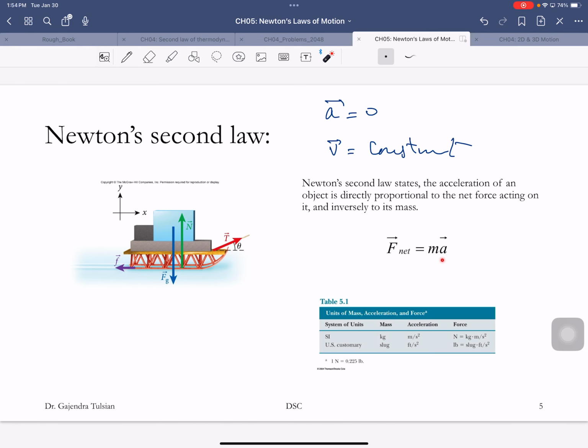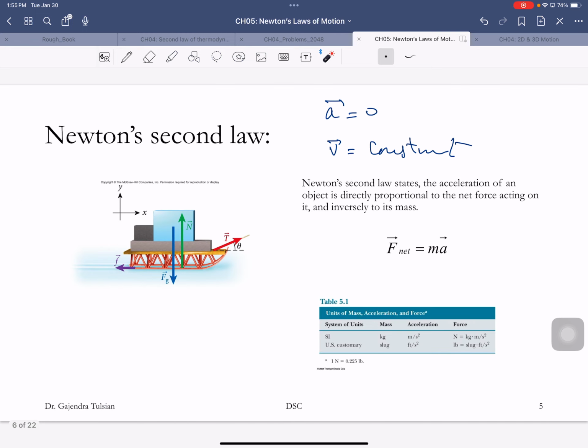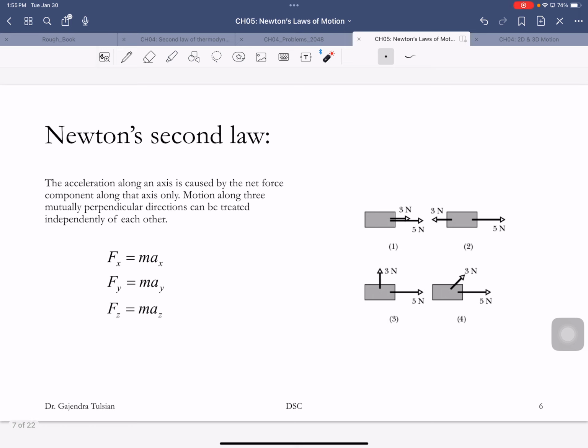Now this is really a vector equation. What this equation is telling you is that this vector is equal to that vector. When are two vectors equal to each other? When their components are equal. So the x component of the force is equal to m times ax, Fy equal to m times ay, Fz equal to m times az. So this equation is really three equations. Or if you were in n dimensions, that would be n equations. So it depends on how many dimensions you are in.